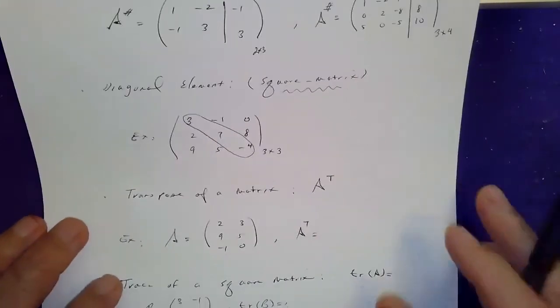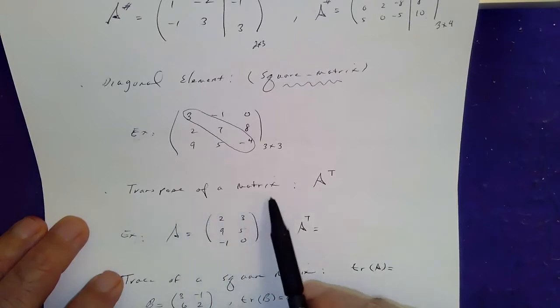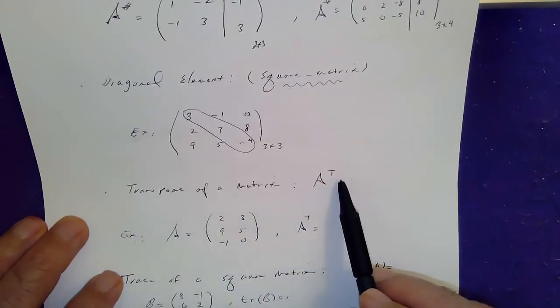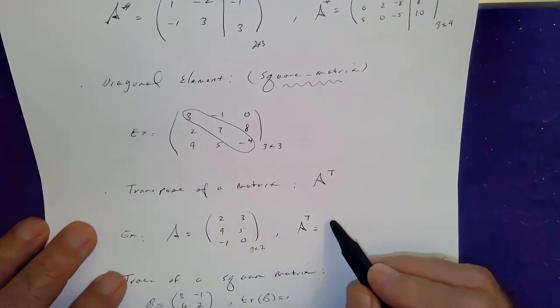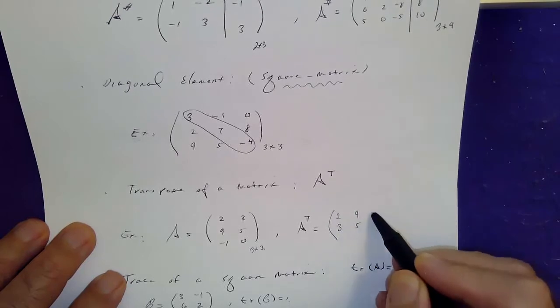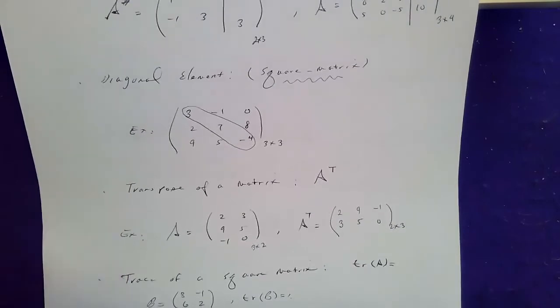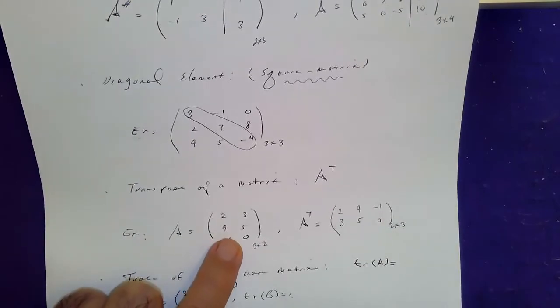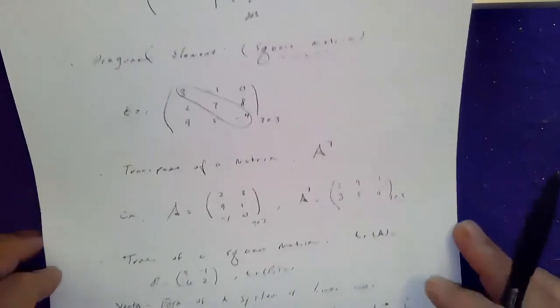Next item is called trace, or excuse me, the transpose of a matrix, denoted by this. For the transpose of a matrix, remember this is 3 by 2, 3 rows and 2 columns, you just reverse the columns and rows. So in this case, it will be 2, 3, 9, 5, negative 1, 0. Now this is a 2 by 3 matrix. What did I do? I switched the columns with rows. That's called the transpose of a matrix.